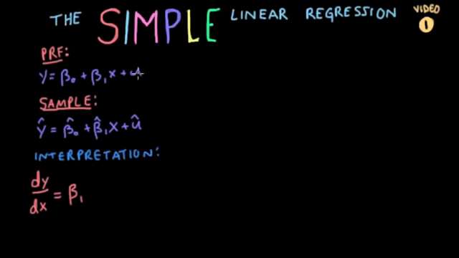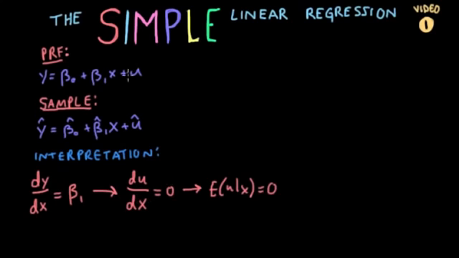And then if we have a causal relationship, we have to assume something called the conditional mean independence assumption, which essentially means that the derivative of u with respect to x is equal to 0. It's sometimes also shown as the expected value of u given x is equal to 0. So this just means that u is not dependent on x. There's nothing in this error term that affects x.